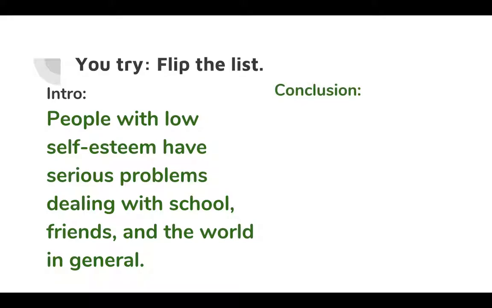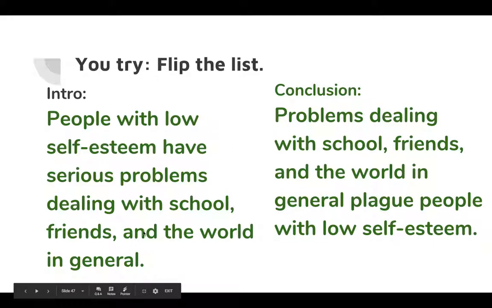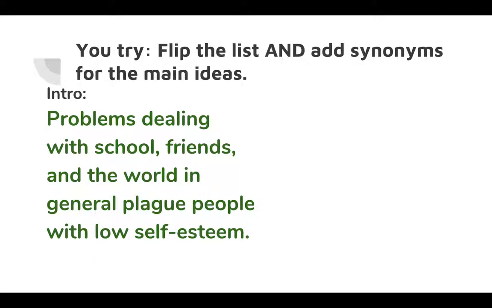You should have got an answer, something somewhat like this. So the list was serious problems dealing with school, friends, and the world in general. And so I moved it up here to the front. I took it from the end and I put it to the front. "Problems dealing with school, friends, and the world in general plague people with low self-esteem." So if you did something like that, congratulations, you did the first step. Now, try the next part. All right, flip the list and add synonyms for the main idea. I would encourage you to try to find 3 synonyms.